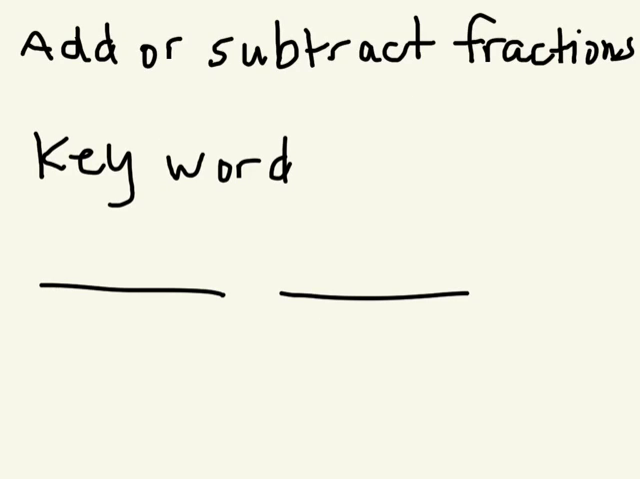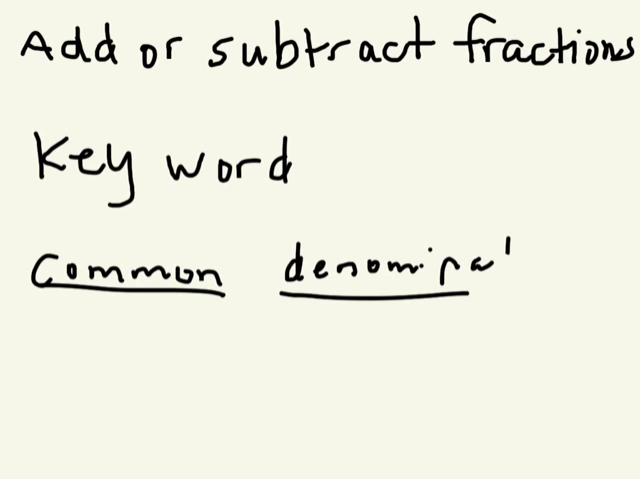Adding and subtracting fractions. In order to add or subtract fractions, you must find the common denominator. Then you're going to change both fractions so that they both have the same common denominator. Remember, you must make equivalent fractions. You can't just change the denominator. After that, you'll simply either add or subtract the numerators and then use the common denominator as the new denominator.